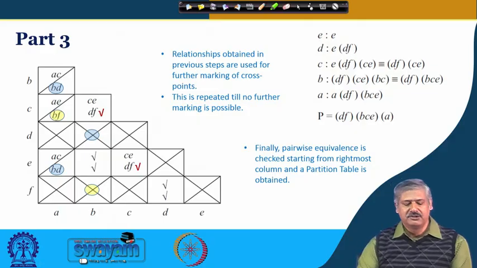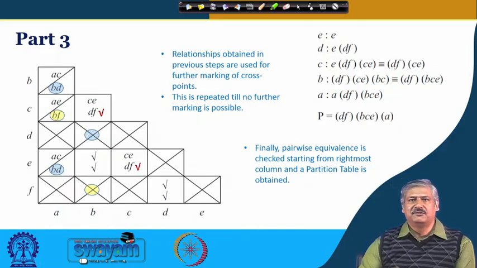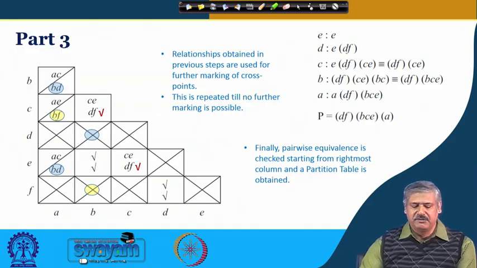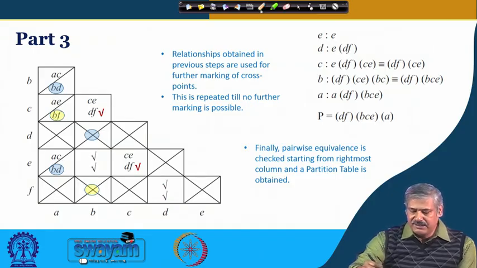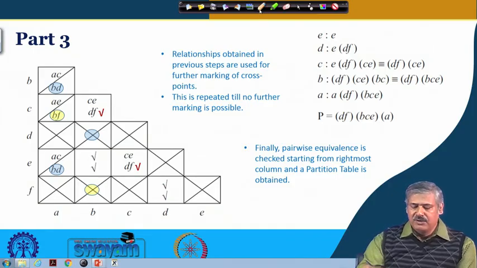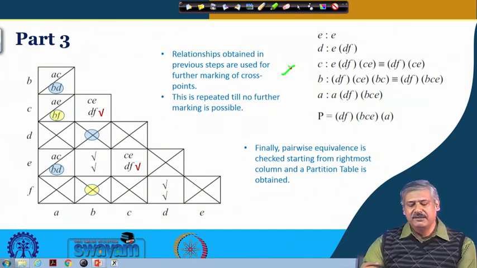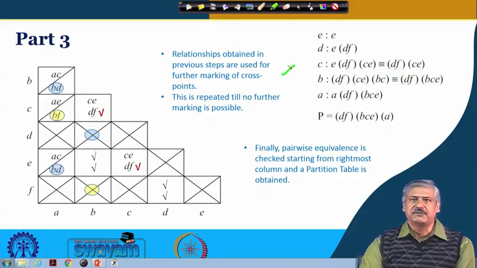Next we go to the second pass, it is an iterative method. If it was earlier pass 1, pass 2, then pass 3. Okay. So, in this what we are doing, the relationships obtained in the previous steps are used for further marking of cross points. So, you will put more ticks or crosses based on what we have already seen in the previous steps, okay, whatever relationship we have already obtained.